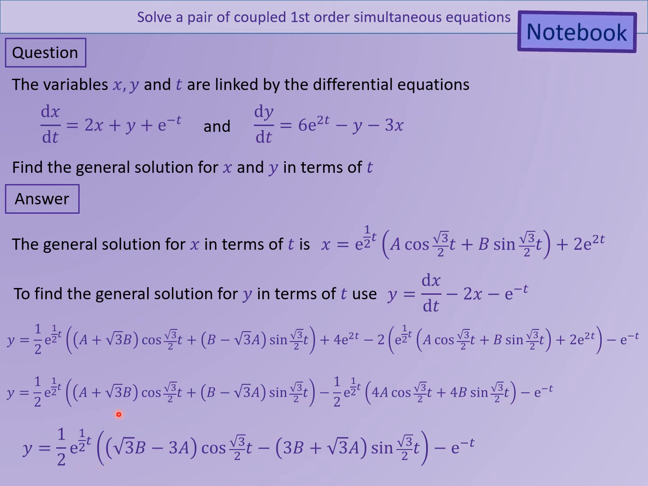But what I've noticed is when I actually expand it, we might have done a little jump there. So once we get to this stage, that is it. We've got a general solution of y in terms of just t, and we've got our general solution of x in terms of just t. Okay?